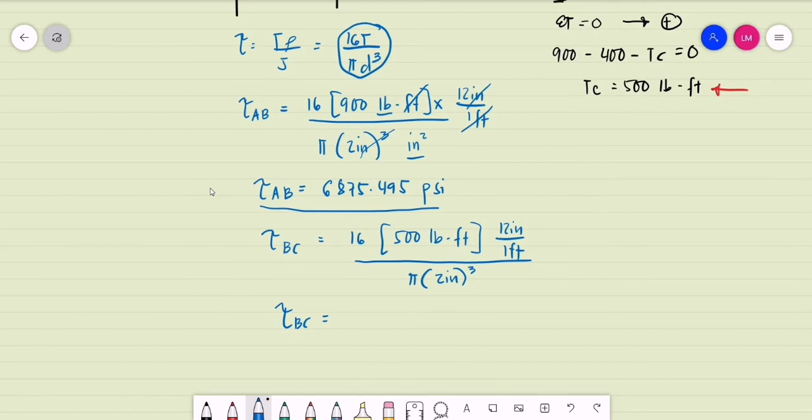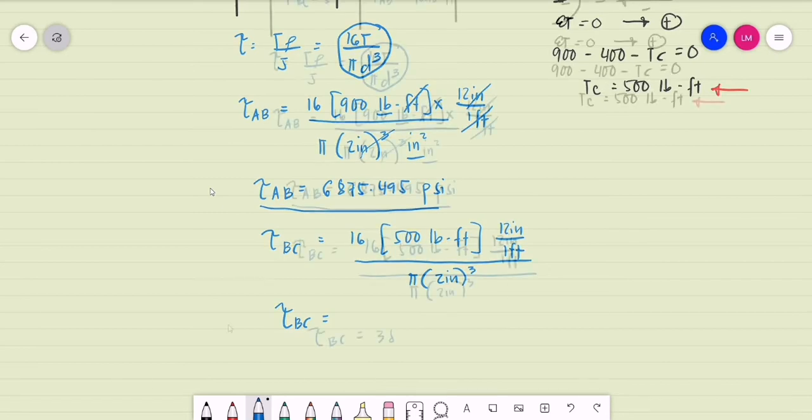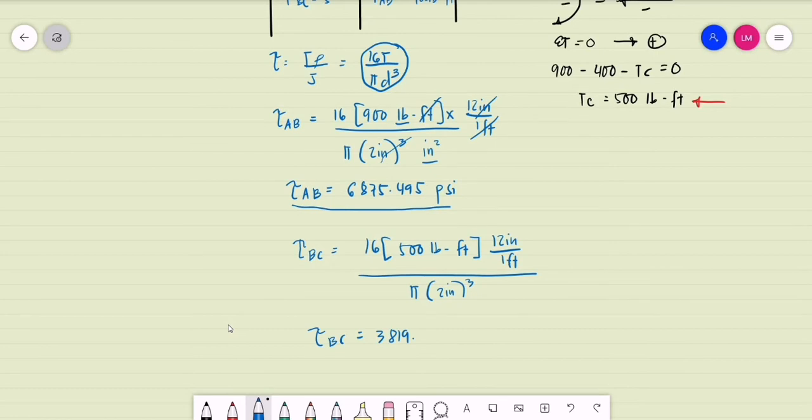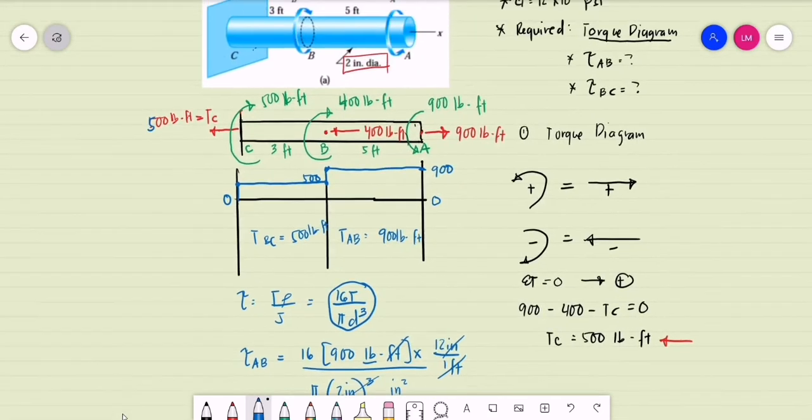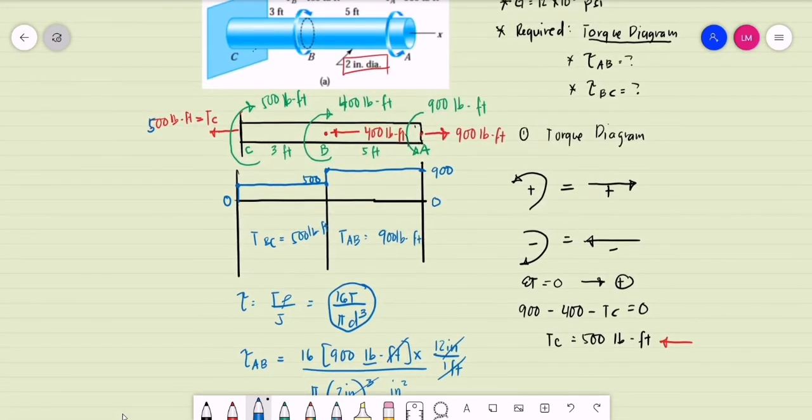So we'll be having a value of shearing stress for segment BC, 1,819.719 pounds per square inch. So this will be our answers: the shearing stress for segment AB, the shearing stress for segment BC, and our torque diagram.